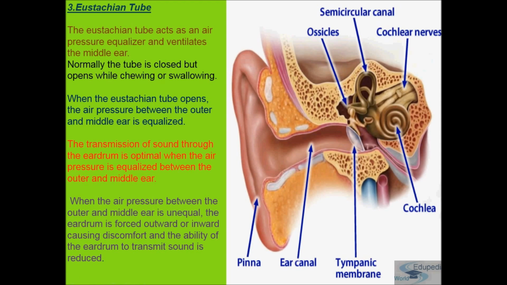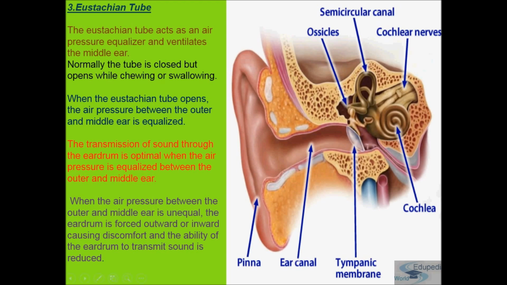Now the transmission of sound through the eardrum is optimal when the air pressure is equalized between the outer and the middle ear. That means transmission of sound will take place when the air pressure is equalized between the outer and the middle ear. Then only transmission of sound will take place.